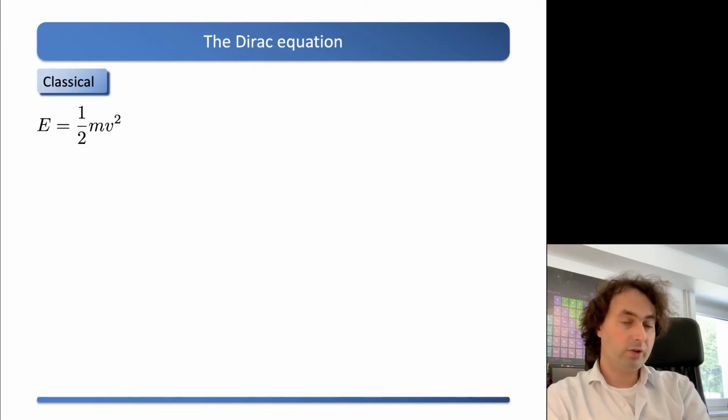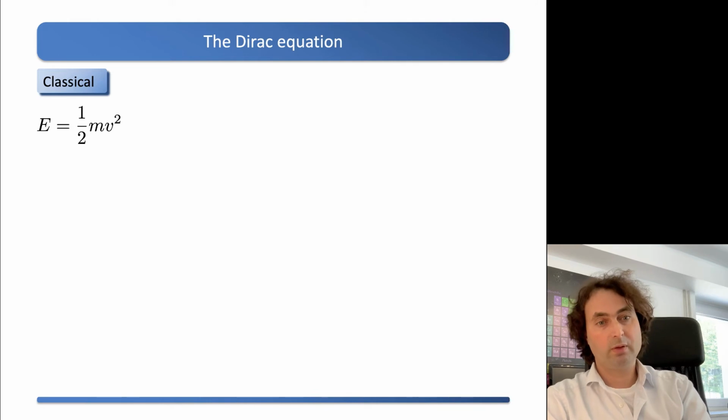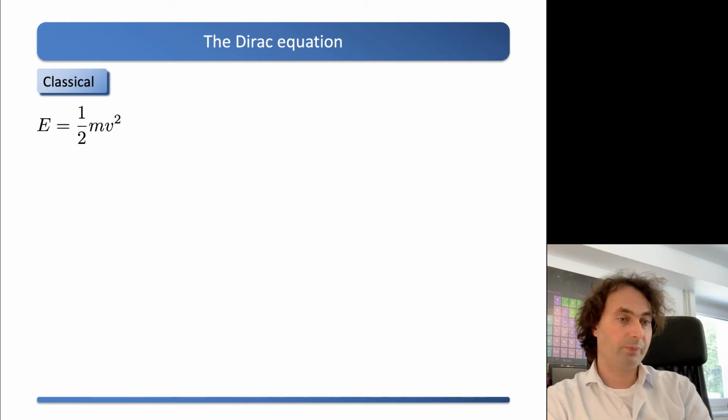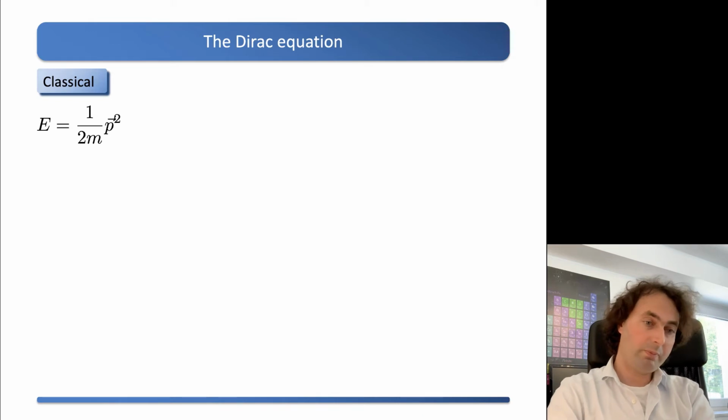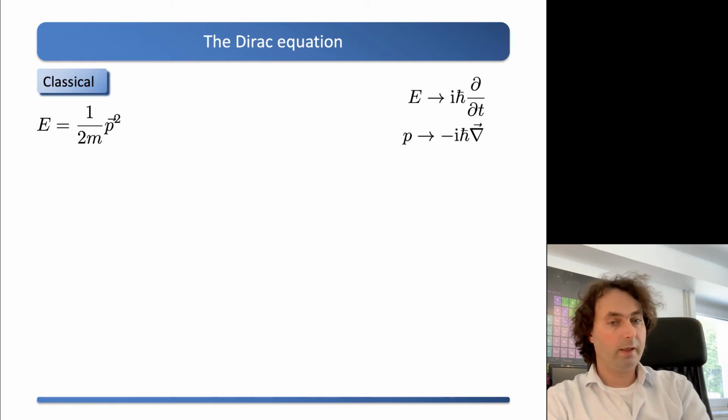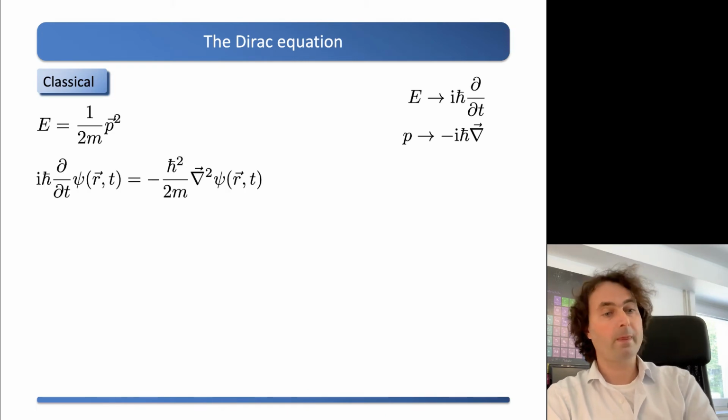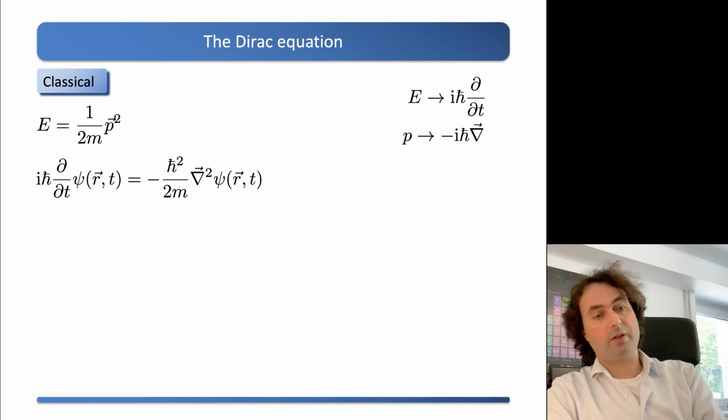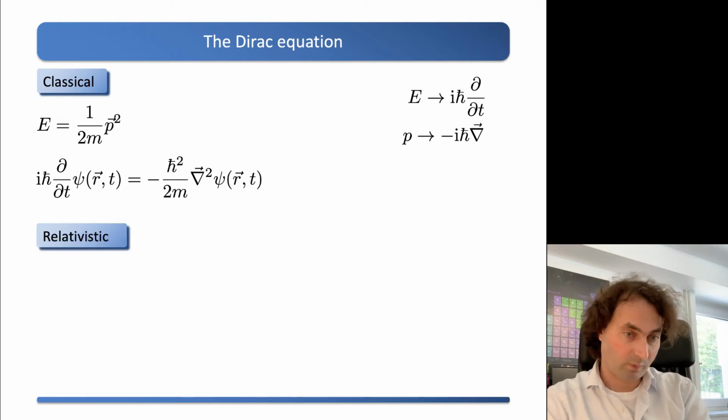So how can we introduce the Dirac equation? Well, classically we know that E is a half mv squared, or if we work in momentum, E is 1 over 2m p squared. And in order to get to the Schrodinger equation, we replace the energy by an operator which is the time derivative, we replace the momentum by an operator which is the spatial derivative, and we let everything act on a wave function representing the microstate of your system.